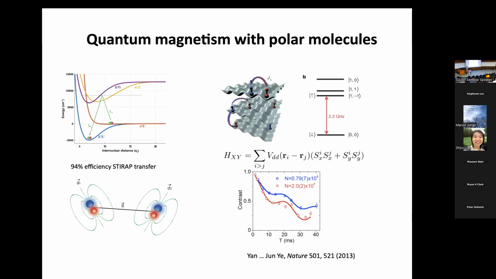So one of the early experiments that was done, I think by Jake and his team in June's group, was indeed encoding these spin 1/2 in these molecules and then watching them interact and showing that there are indeed these long-range interactions. And the way the molecules interact is, let's imagine you have a molecule that's in the lowest rotational level, so it's not rotating, and you have another molecule that's rotating with 1 unit of angular momentum, okay?